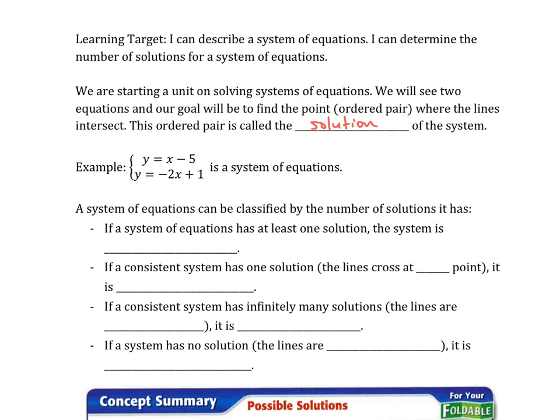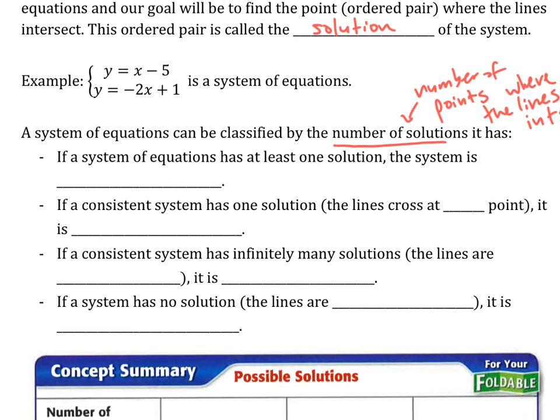Okay. So for example, if we see these two equations here, y equals x minus 5 and y equals negative 2x plus 1, that makes up a system of equations. And we can classify this system of equations by the number of solutions, so the number of points where the lines intersect. Okay, so if a system of equations has at least one solution, so it could have one or it could have more than one, we call that system consistent.